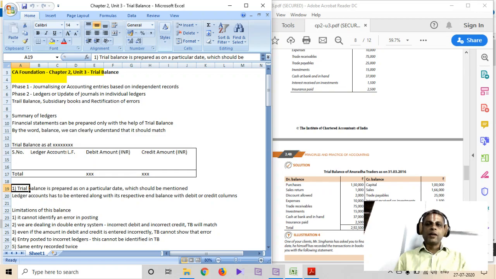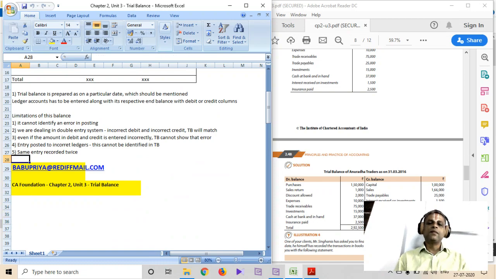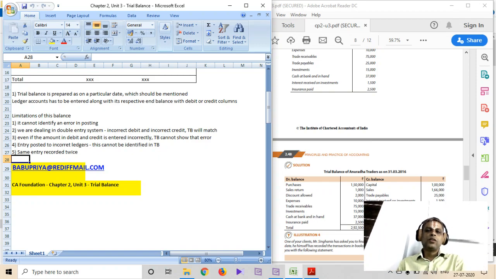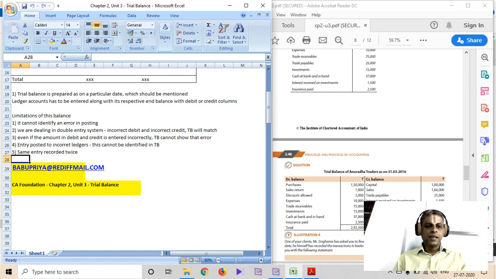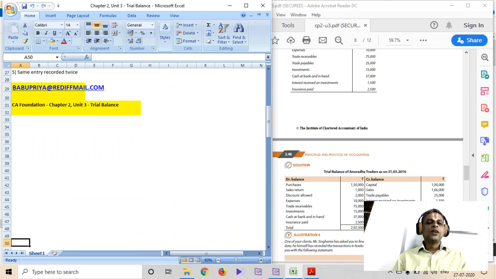Trial balance is prepared on a particular date, which should be mentioned at the top. The ledger accounts have to be entered along with their respective debit or credit balances, right? We also discussed the limitations of trial balance: it cannot identify errors. We are dealing with a double entry system, so with incorrect debits and credits the trial balance will still match, but it will not show whether it is correctly matched or not. Even if the amount is right, there can be an error in posting which cannot be identified by the trial balance, because it is just a summary of the ledger balances. If a journal is processed but not moved into the ledger, the trial balance will still match, but it might be incorrect. And if an entry is posted twice, all these are limitations where the trial balance cannot show the error that has happened.